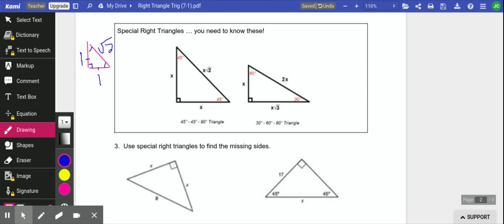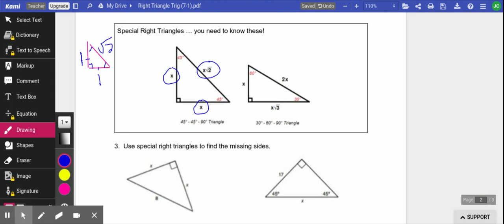Now, if the two legs are not 1, they could be anything. Like if it's 7 and 7, then this would be 7 root 2. So another way we think about this is, if the sides are both x, then the hypotenuse is x root 2. Okay, but that's the same ratio as 1, 1, root 2.